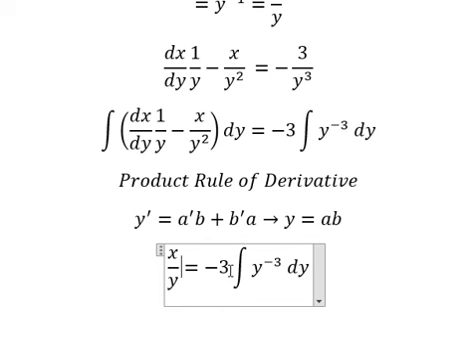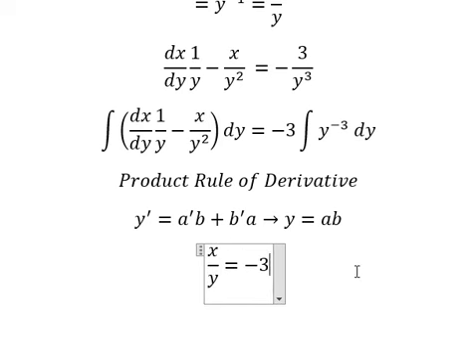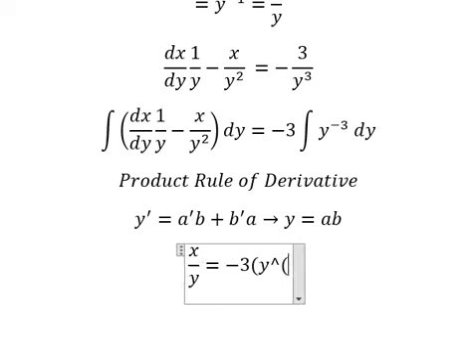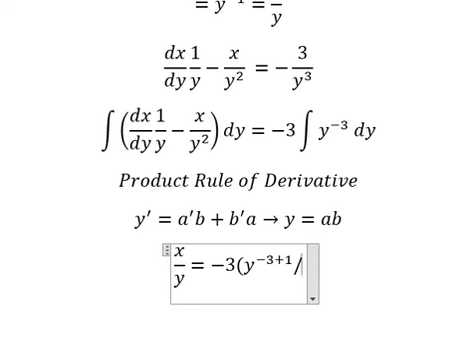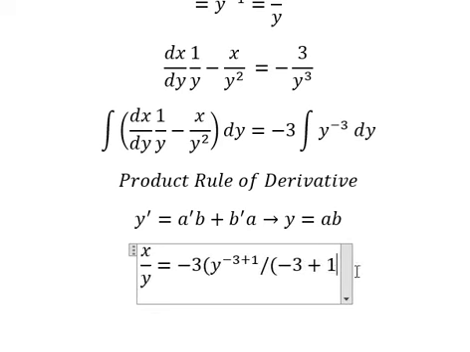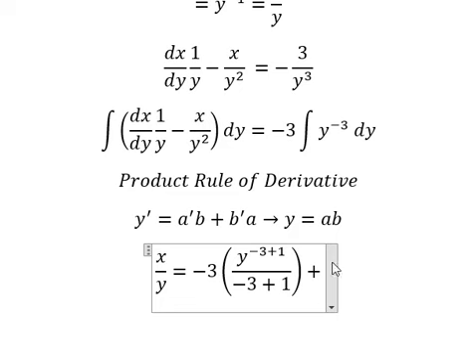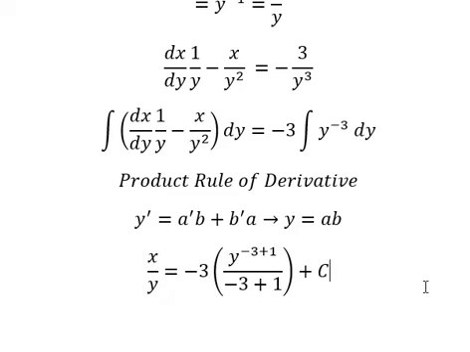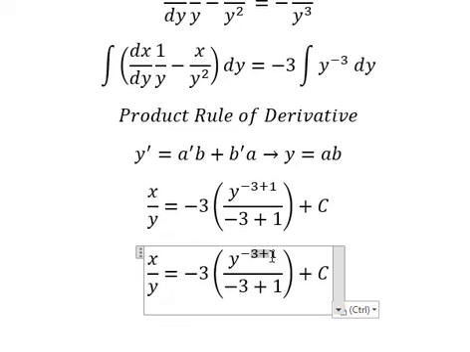This one, that is y to the power of negative 3 plus 1 over negative 3 plus 1, and I will put c. So this one we have negative 2.